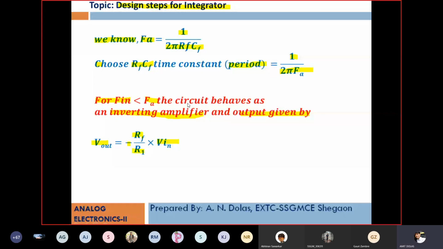Next you have to choose FB, the second frequency, that is 1 over twice pi R1 CF, that must be 10 times greater than, please write it down, I forgot to write it on the PPT, FB should be 10 times greater than FA. FB should be at least 10 times greater than FA.